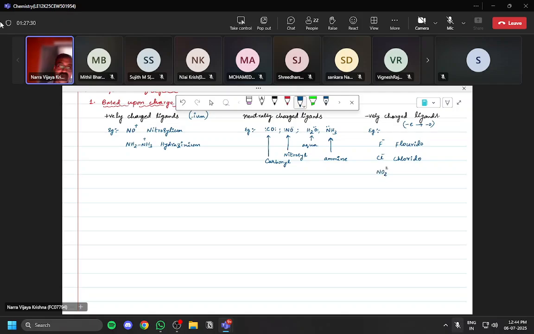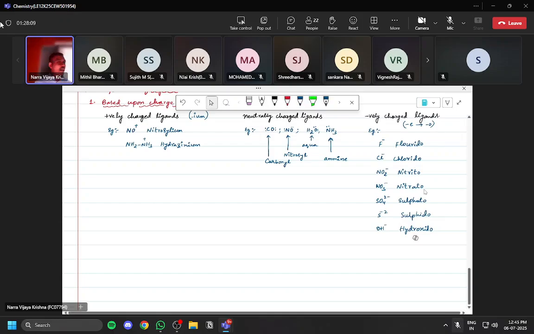NO2 minus, nitrite ion, is nitrito. NO3 minus, nitrate, is nitrato. SO4 2 minus, sulfate, is sulfato. S 2 minus, sulfide, is sulfido. OH minus, hydroxide, is hydroxido, and so on. So this is based upon charge. Next slide, sir.